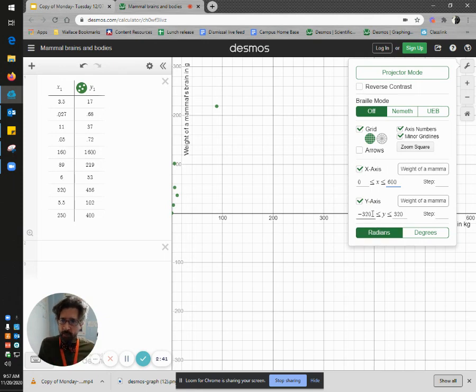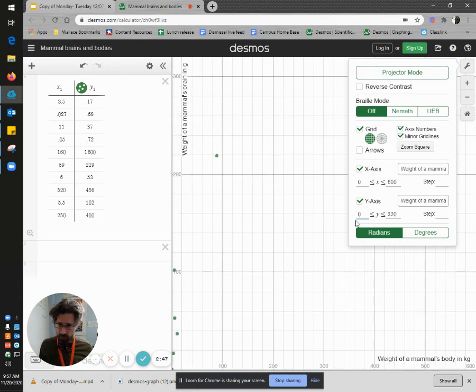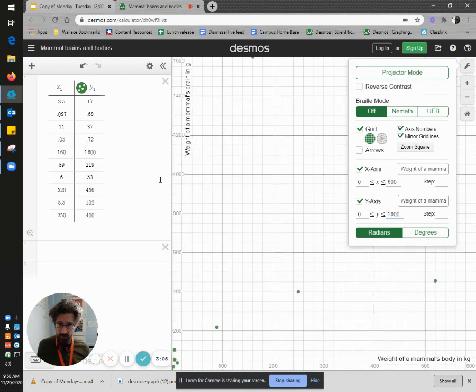And for my y-axis, well, none of these numbers are less than 0, so I'm going to start with that, and if I'm not happy with it, then I can go in and change it. But it looks like I've got everything, including this little dot that's real close. That must be a little tiny rodent or something. And then the biggest number in the y column is 1600.